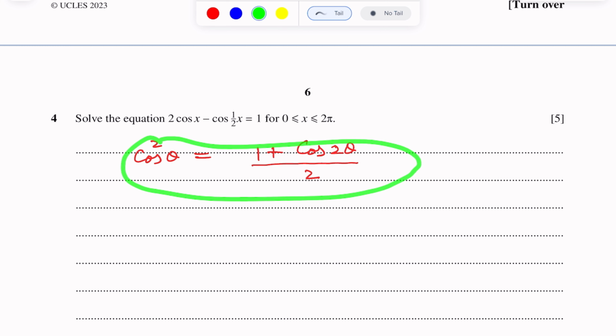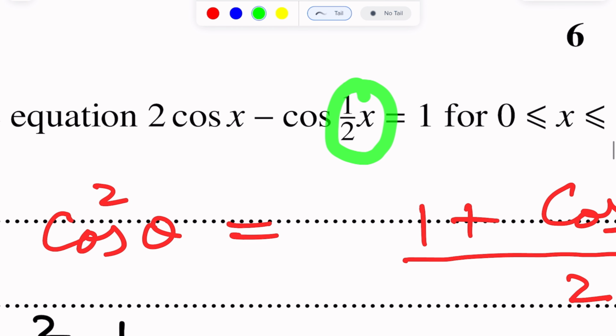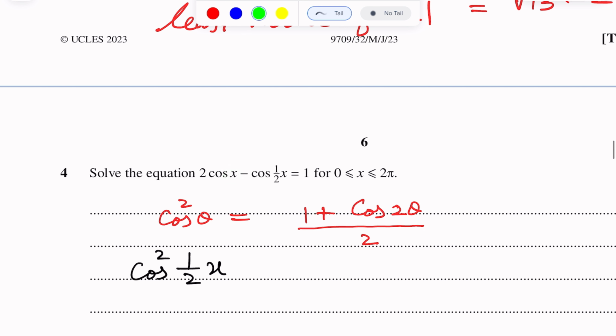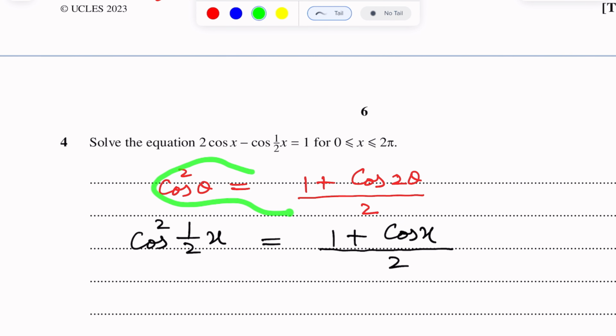By using this identity, we can write cos square (1/2)x. In the question the angle is (1/2)x, the other angle is x. x over 2 is half of x. So we can use this identity: cos square (1/2)x is equal to (1 plus cos x) over 2, by using this general double angle formula. Clearly on the left hand side the angle is (1/2)x, on the right hand side the angle is x. 2 times of (1/2)x is x.